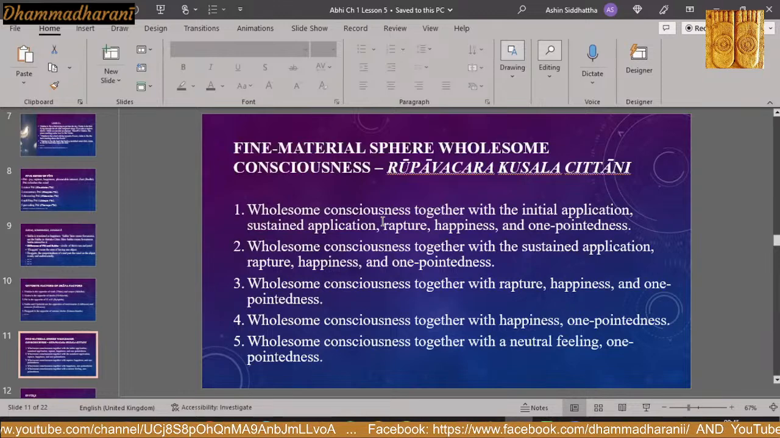So now we are going to give the name. This is not difficult. The difficult thing is to understand the nature of those jhana citta. Now we just have to give the name. Fine material sphere consciousness. In Pali, Rūpāvacara Kusalacitta.